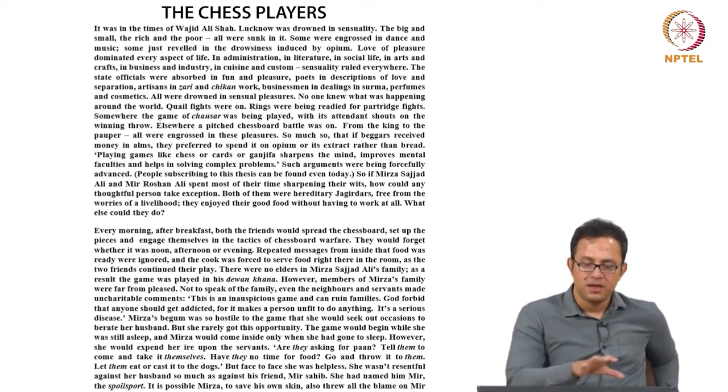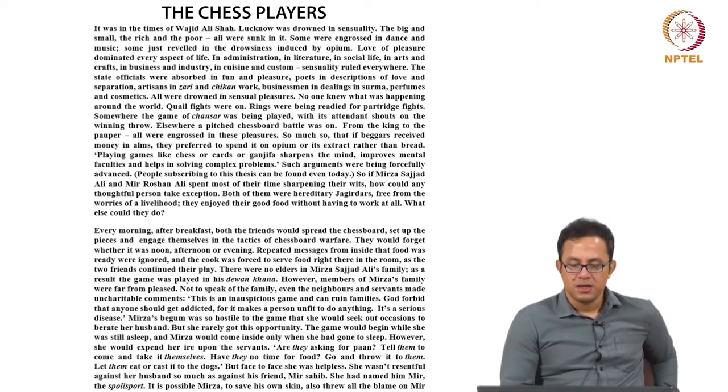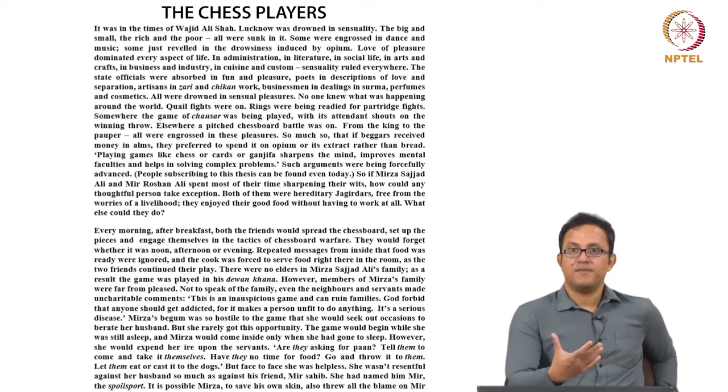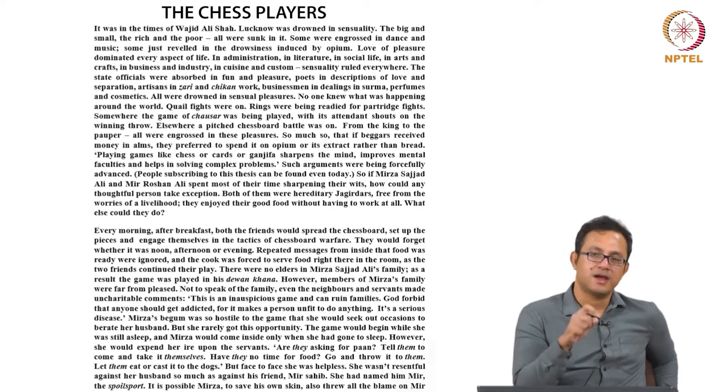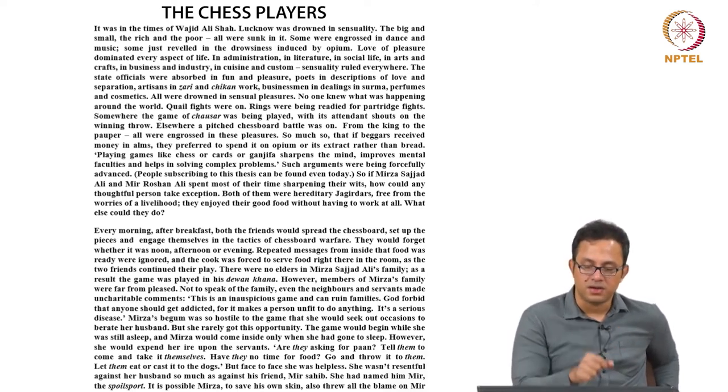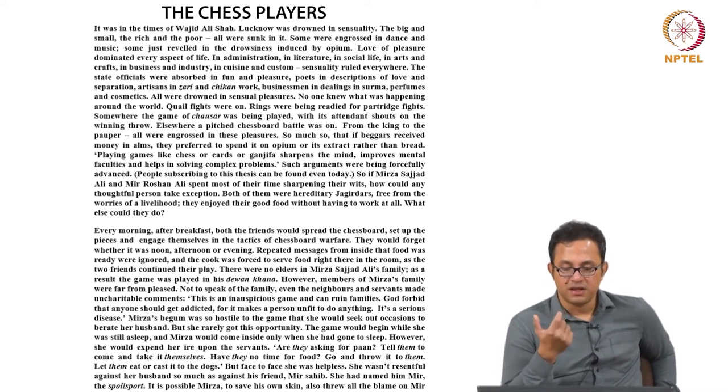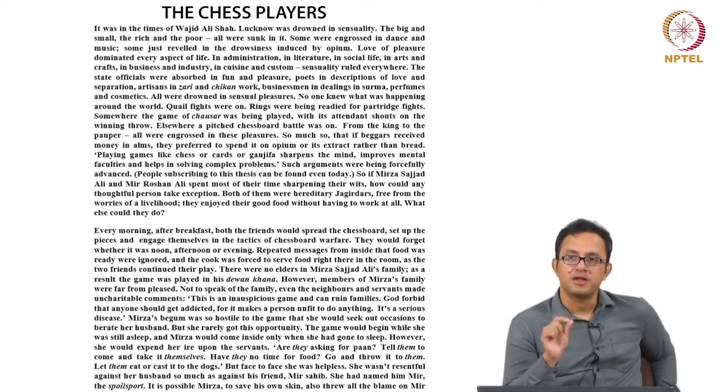So that's an interesting description right at the beginning that we see. Sensuality ruled everywhere. So that becomes the ruling principle, the meta principle. The state officials were absorbed in fun and pleasure, poets in descriptions of love and separation, artisans in zari and sikkon work, businessmen in dealings in surma, perfumes and cosmetics. So again, if we look at the material markers, surma, cosmetics, perfumes, zari, sikkon, love and separation, fun and pleasure, none of these things are necessary.